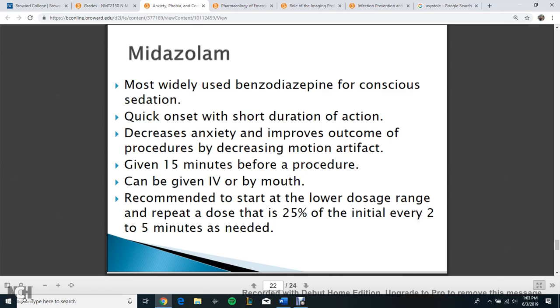Midazolam, also known as Versed, is the most widely used benzodiazepine for conscious sedation. Quick onset with short duration of action. Decreases anxiety and improves outcome of procedures by decreasing motion artifact. Given 15 minutes before the procedure. Can be given IV or by mouth. It is recommended to start at the lower dosage range and repeat a dose that is 25% of the initial every 2 to 5 minutes as needed.